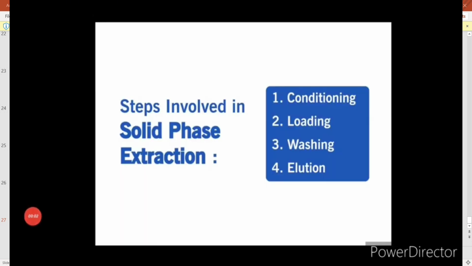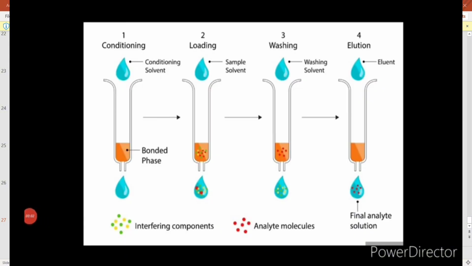There are four steps involved in the solid phase extraction technique, namely first, conditioning, second, loading, third, washing, and fourth, elution step. Now let us understand each and every step in detail. First step, conditioning. Conditioning of the bonded phase is done to activate appropriate sites for adsorption. The solvent can be pulled through by positive pressure or by vacuum.